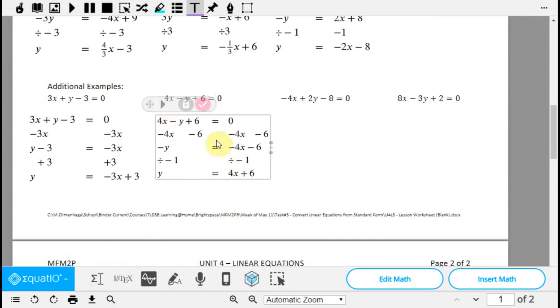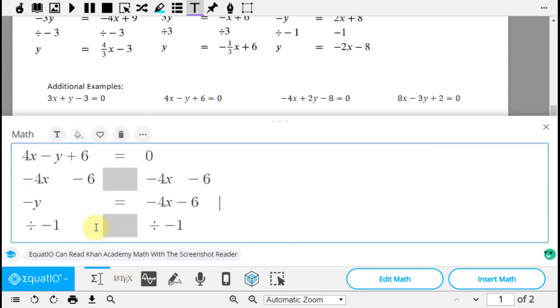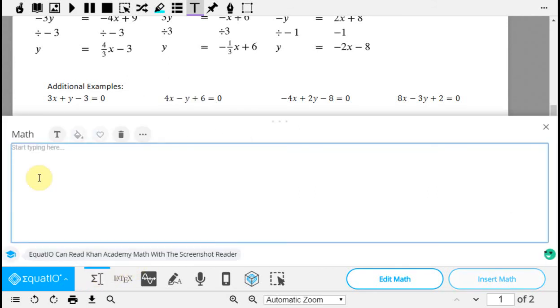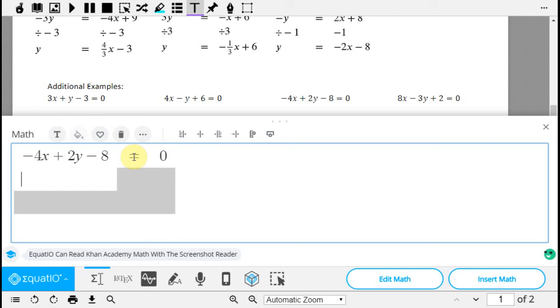Now to the third question. We're starting with minus 4x plus 2y minus 8, and that's equal to 0. Once again, we'll get rid of the other two terms. We're going to add 4x, and we're going to add 8. And then we'll do the same to the other side. Add 4x, add 8.